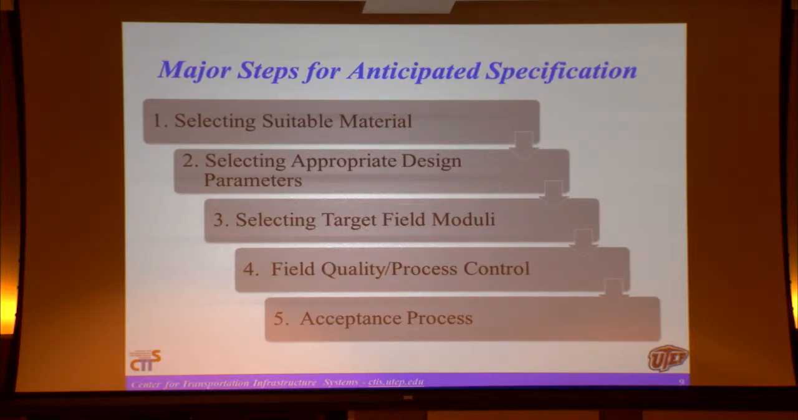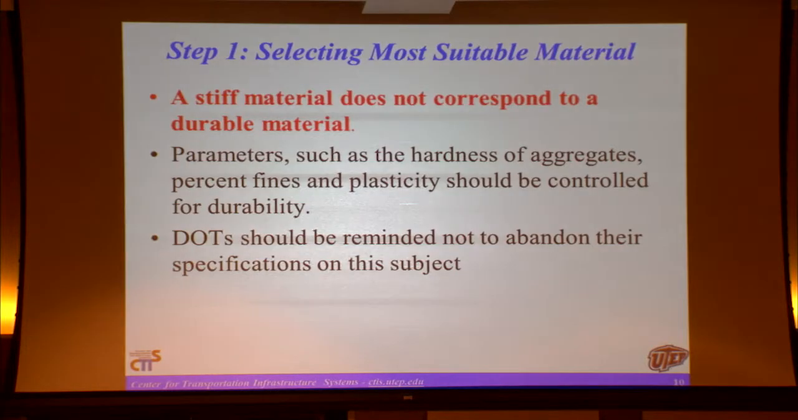The second one is selecting appropriate design parameter, because that's what the designer uses. Right now they just basically assume, right? See if we can help them. Then selecting target field value, field quality control, and then acceptance. These are the 5 steps that we have to go through.